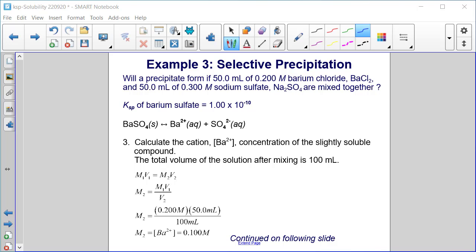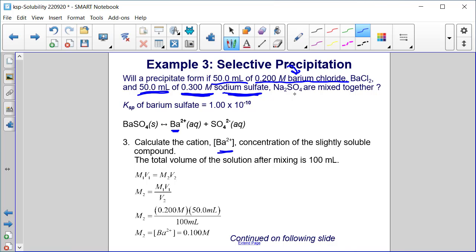All right, step 3, calculate the cation concentration. In this case, the cation is the barium ion. So we are given some information. What are we mixing? We're mixing 50 milliliters of 0.2 molar barium chloride, so that would be 0.2 molar barium. And 50 milliliters of 0.3 molar sodium sulfate. So in terms of our net ionic equation, 0.3 molar sulfate.